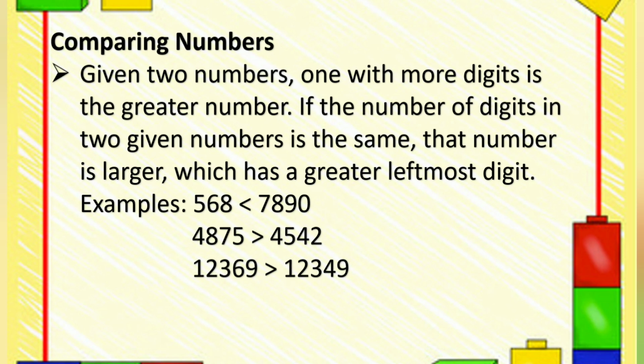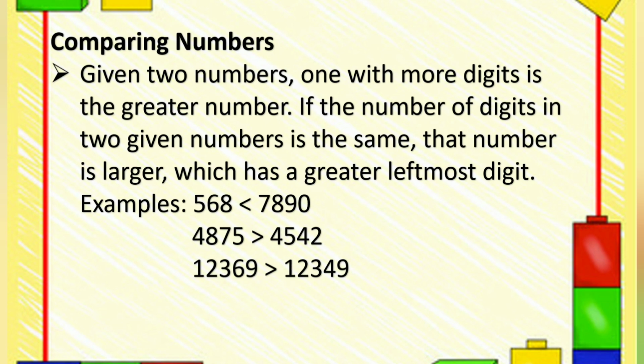Next. Now children, tell which is greater, 4875 or 4542. Here the numbers have the same number of digits. Further, the digits at the thousands place are same in both, that is 4. What do we do then? We move to the next digit, that is the digit at the hundreds place. The digit at the hundreds place is greater in 4875 than in 4542. Therefore, 4875 is greater than 4542.